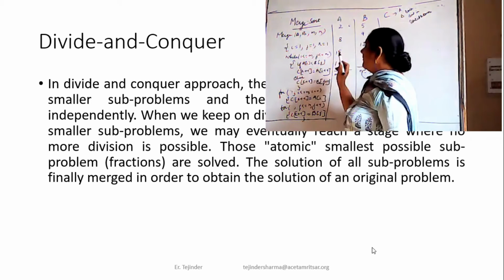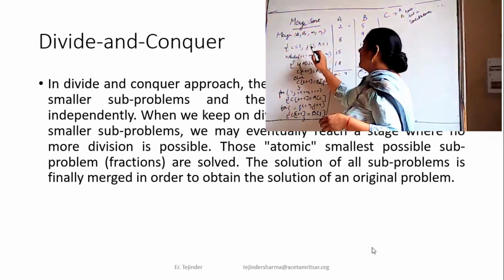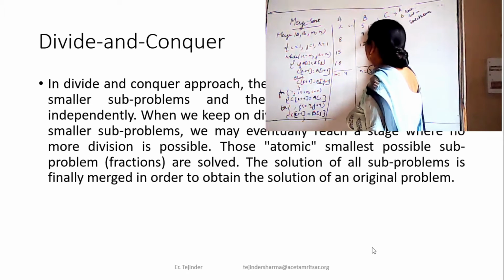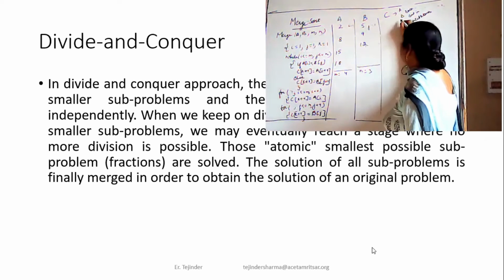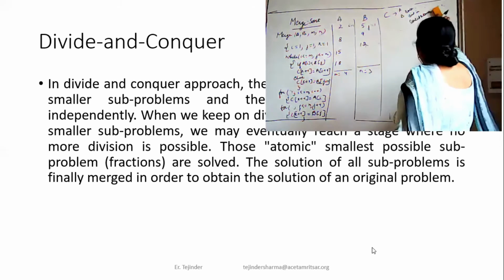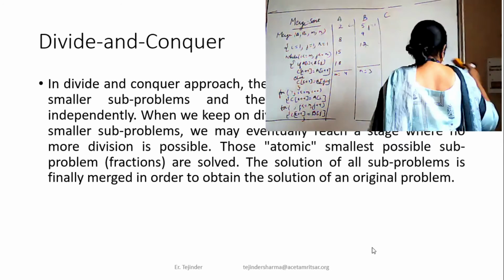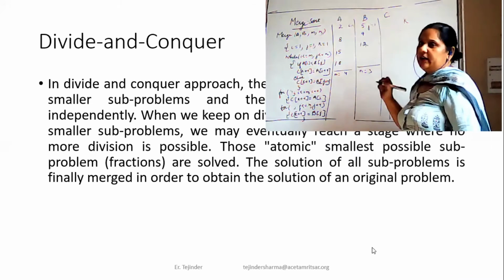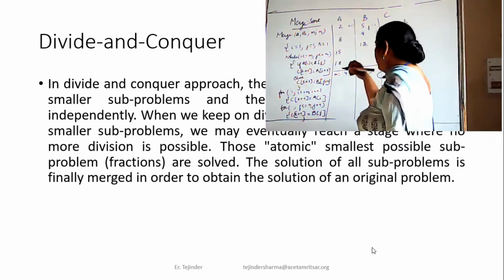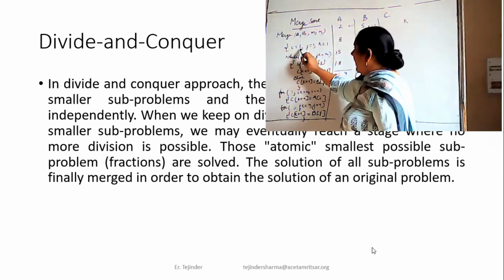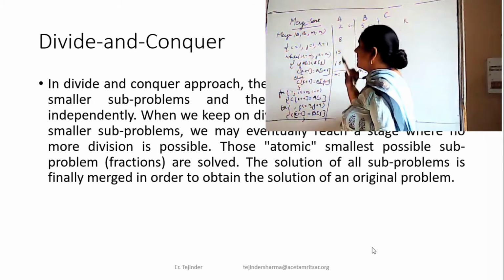Now we have taken three variables: I is equal to 1, J is equal to 1. K is the location where we are going to insert the elements. So I is equal to 1, J is equal to 1, K is equal to 1.